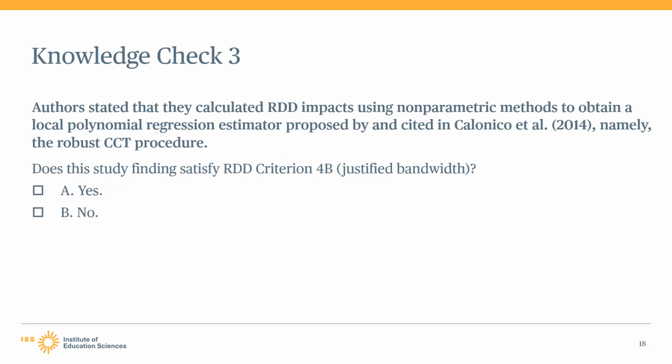Knowledge check 3. Authors state that they calculated RDD impacts using nonparametric methods to obtain a local polynomial regression estimator proposed by Calonico, Cattaneo, and Titiunik, 2014, namely the robust CCT procedure. The authors provide a citation to peer-reviewed methodological literature focused on describing the procedure and its effectiveness.